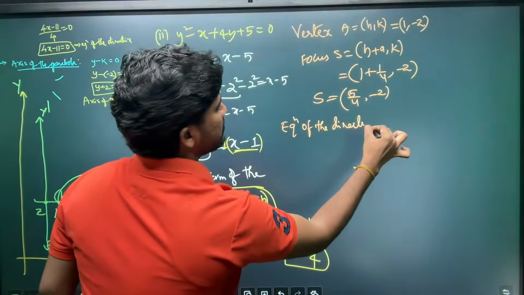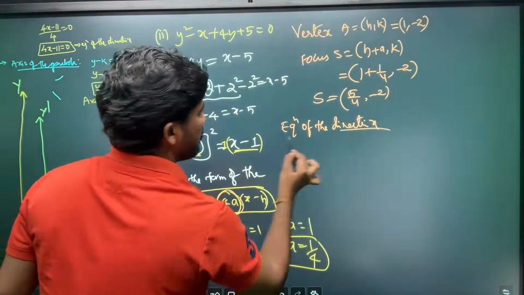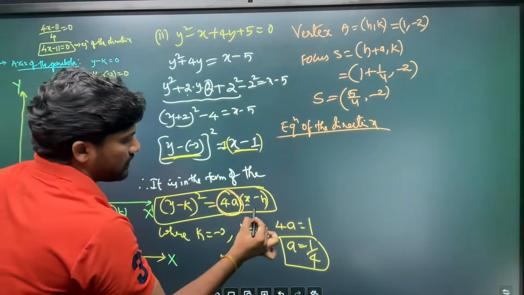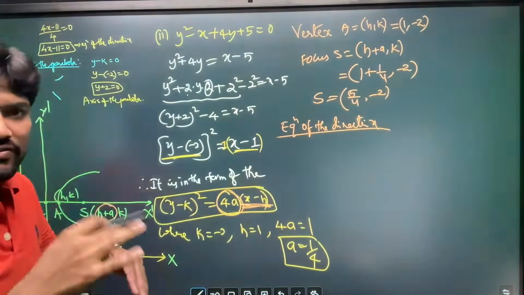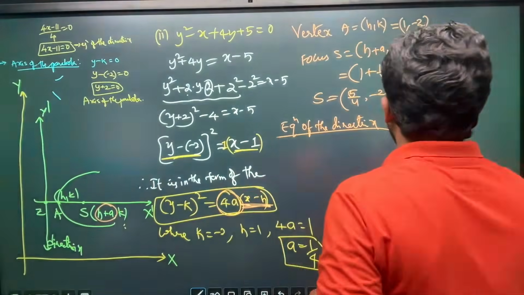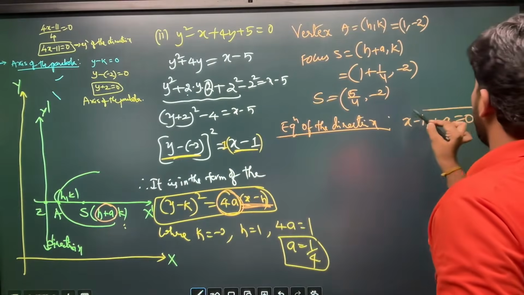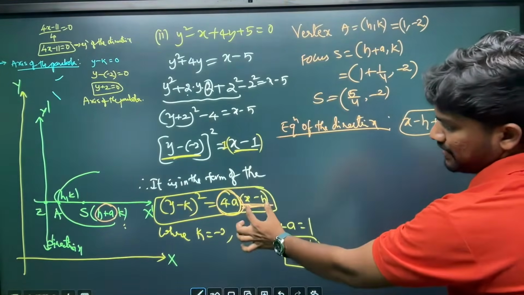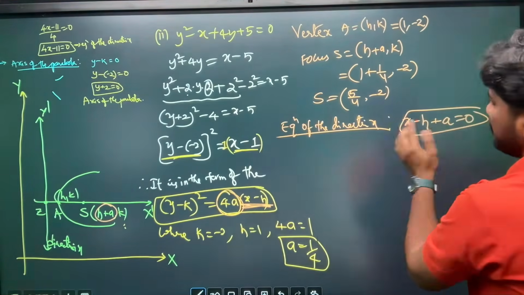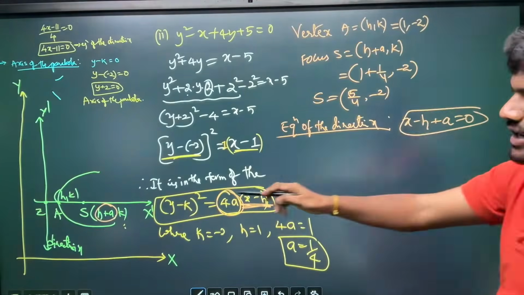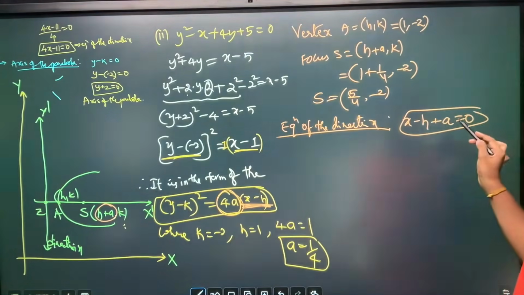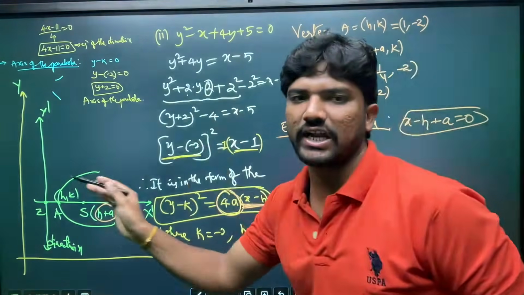So, equation of the directrix, I'll tell you a trick. What is the trick? On the RHS, what do you have? x minus h. If that is plus, then x minus h plus a equal to 0. x minus h is the first coordinate, and if it is towards the positive side, plus a will come. If it is towards the negative side, minus a will come.